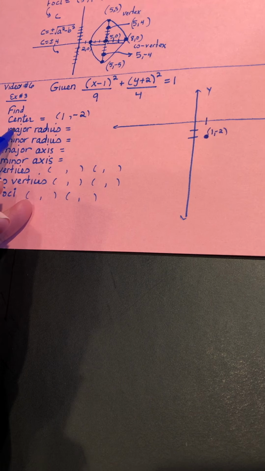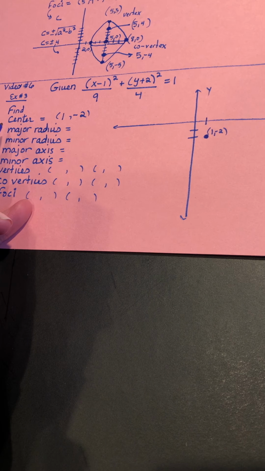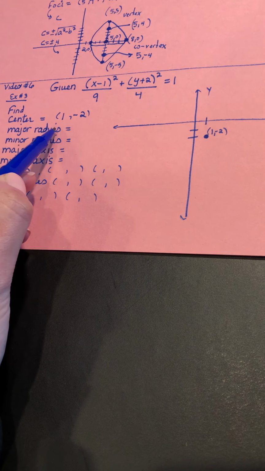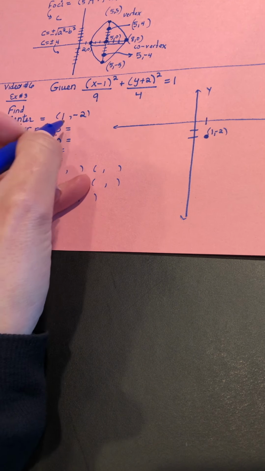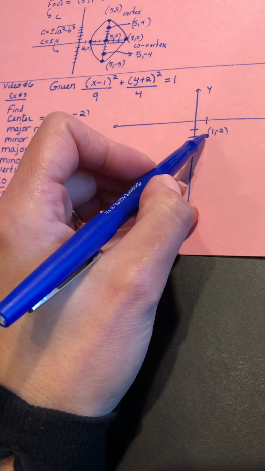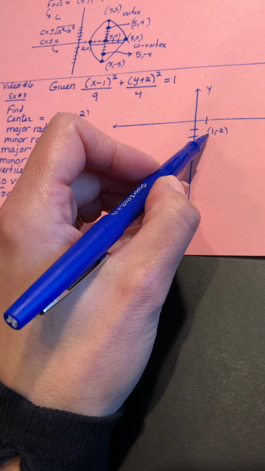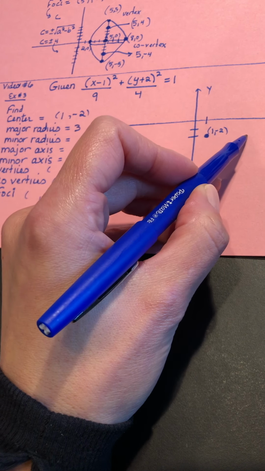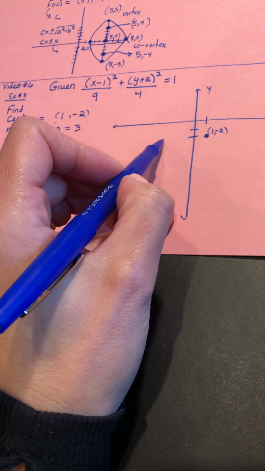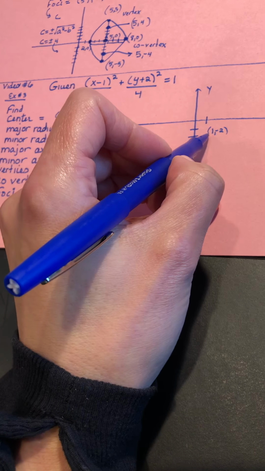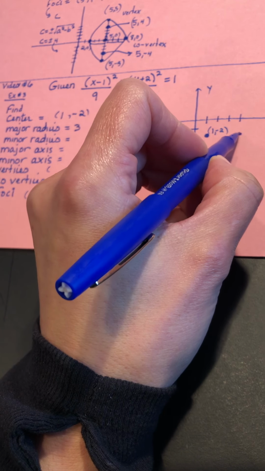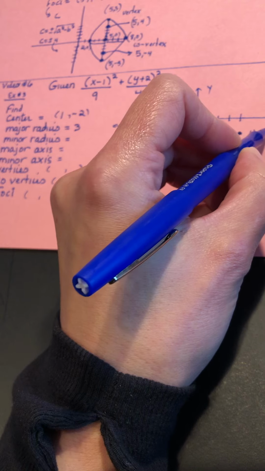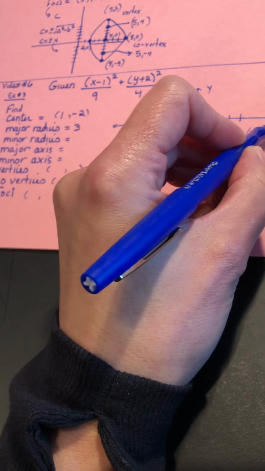And next it's asking me for the major radius. Now, the major radius again is given by the letter a. In this case, a squared is 9, so a is equal to 3. And so what I know is from this center point, I'm going to go 3 units along the x-axis to the right and to the left to find my vertices. So I'm going to go from here, 1, 2, 3. So this point here is going to be located at 4, -2, because it's down 2 as well. And this is going to be one of my vertices.